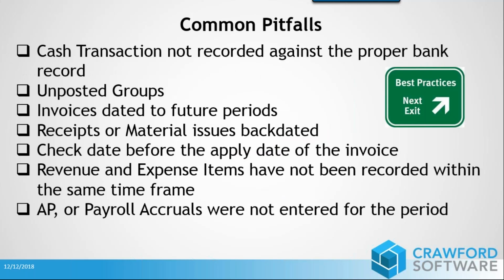So what are some common pitfalls? Like I said, there could be any number of things that go awry, but these are some of the most common ones that I run into. One thing is when you're doing a cash transaction, sometimes it gets posted to the wrong bank account if you have several bank accounts. So I've heard in the past where people say, oh, that went to my payroll account and it was supposed to go to my general checking account or my operations account. And so that can create a few problems.